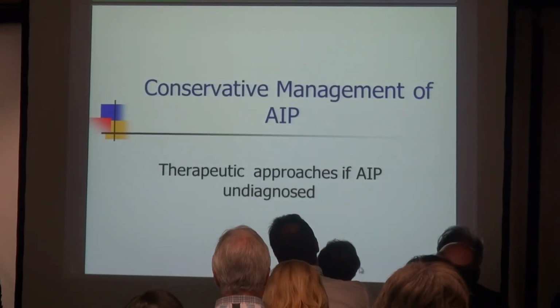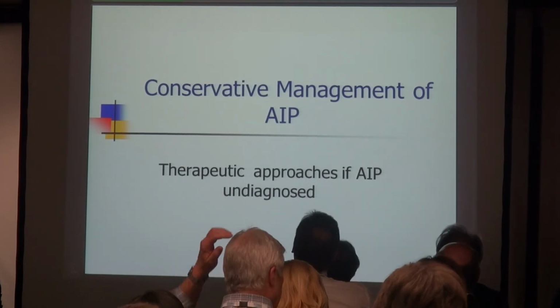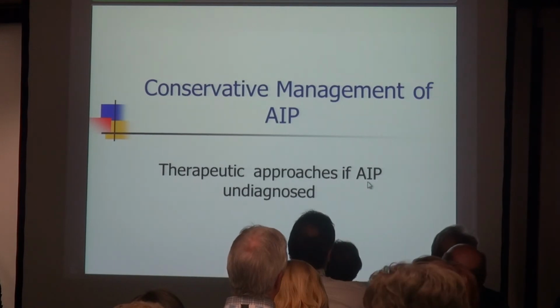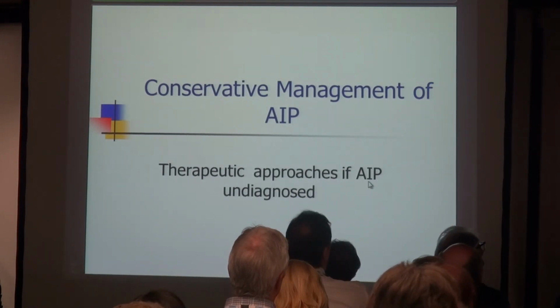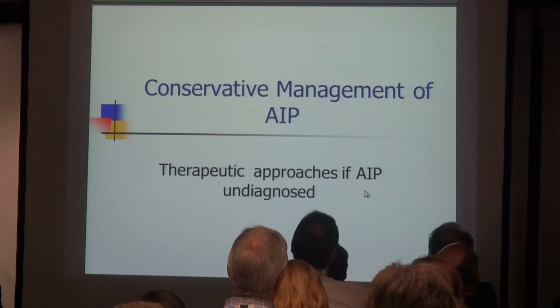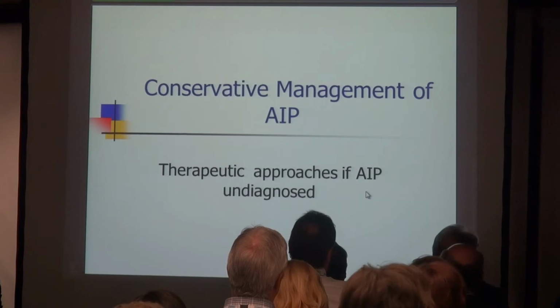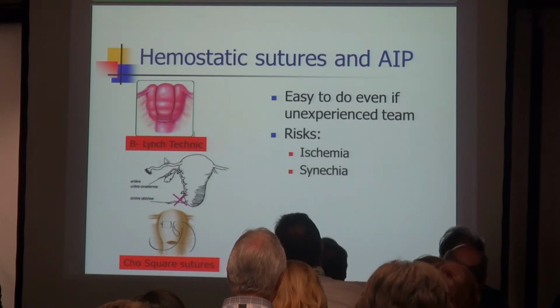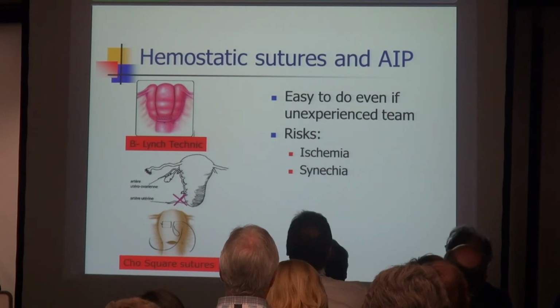So, is it possible to do a conservative management if you didn't diagnose the abnormal invasive placenta? I think you saw the previous presentation that you must be cautious if you see a bulging placenta, not to decide to do a hysterectomy or classic cesarean section. And I think if you are on your own, without experienced team, you can do the fundal incision and you can do some extra suture just for the time being to keep the patient alive without too much bleeding.